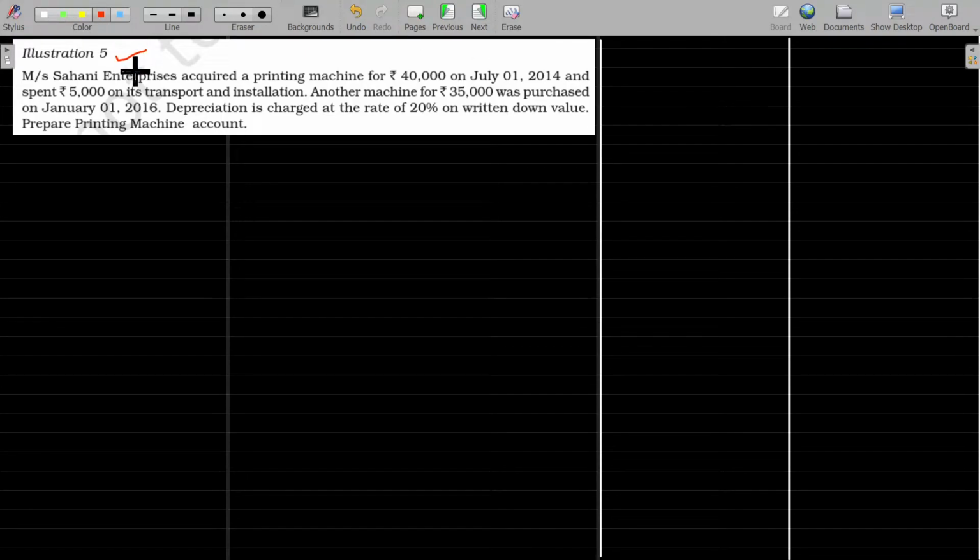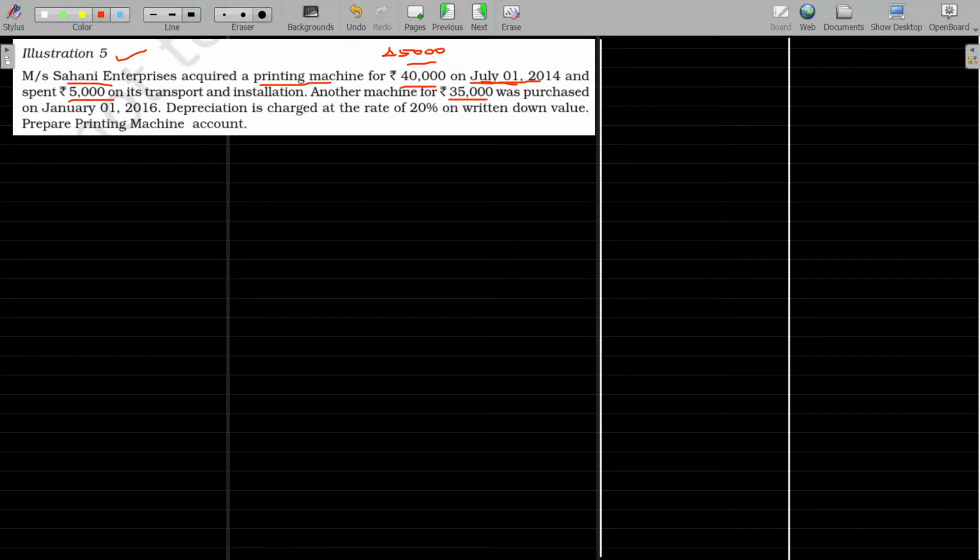Illustration number 5. Mrs. Sahani Enterprises acquired a printing machine for rupees 40,000 on July 1, 2014 and spent rupees 5,000 on its transport and installation. So the overall value being 45,000. The date of acquisition being 1st July. So this asset is eligible for proportionate depreciation, not for full year's depreciation.